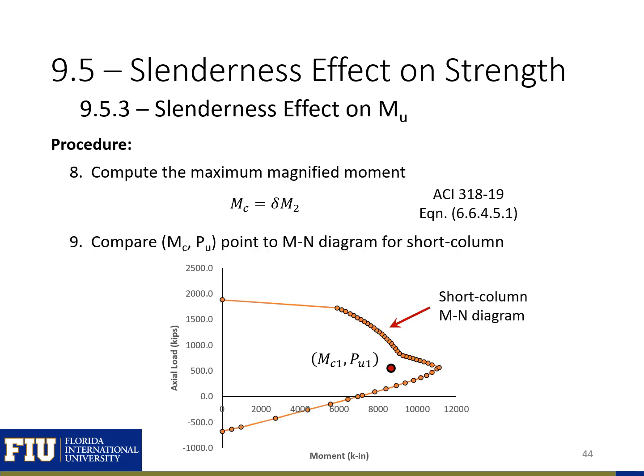Next, we compute the maximum magnified moment. So our magnified moment is equal to our moment magnifier times our moment, M2 or Mu for the point. And then we need to compare this point that we just found, Mc, Pu, with our moment-axial load interaction diagram for our short column. And we need to make sure that this point lies within our factored short column interaction diagram. And in this case, our design is okay because our point falls within our curve.